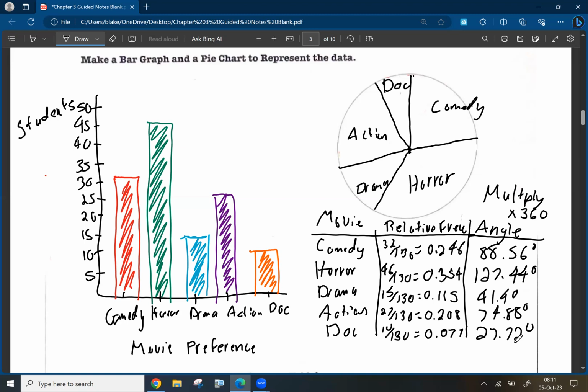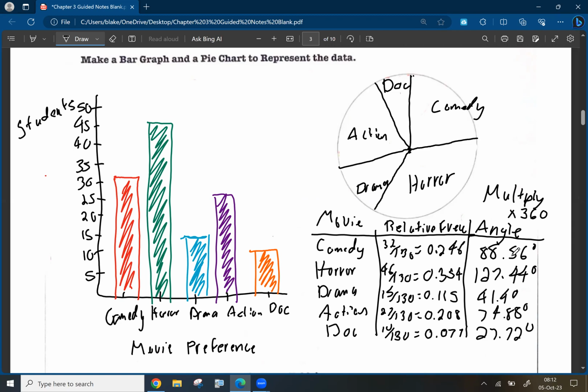It might not ask you to make the pie chart, but you might get a test question that says, hey, here's all this information. How big is the central angle for comedy? They might just ask you that. And your answer would have to be 88.56. That's how big the central angle is for the comedy slice. So it won't ask you to draw it out, but it might ask you what that angle size is. And so therefore it's still important to know it.